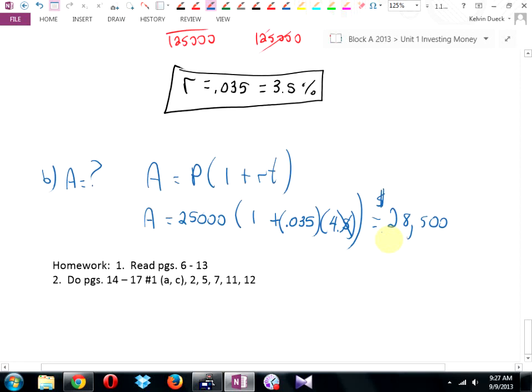So, what's your homework? I wrote down read pages 6 to 13. That's a rehash of the same lesson that I just did. You can reread it if you want to. It's got lots of pretty pictures in color. Or if you think you got the hang of this, you can jump right in. Let's see, I said try number 1, A and C. Yeah, I'm good with that. Number 2.